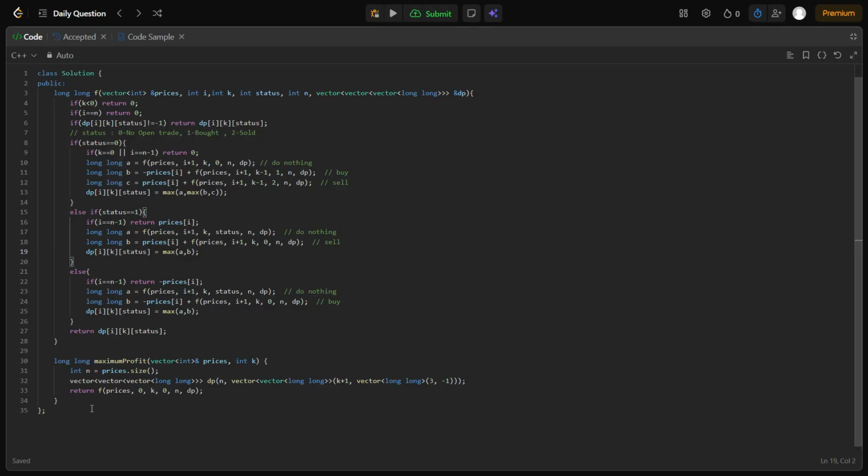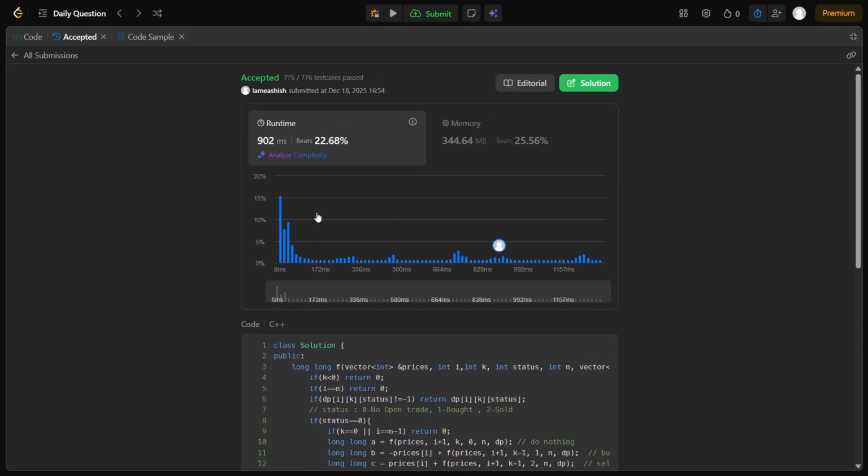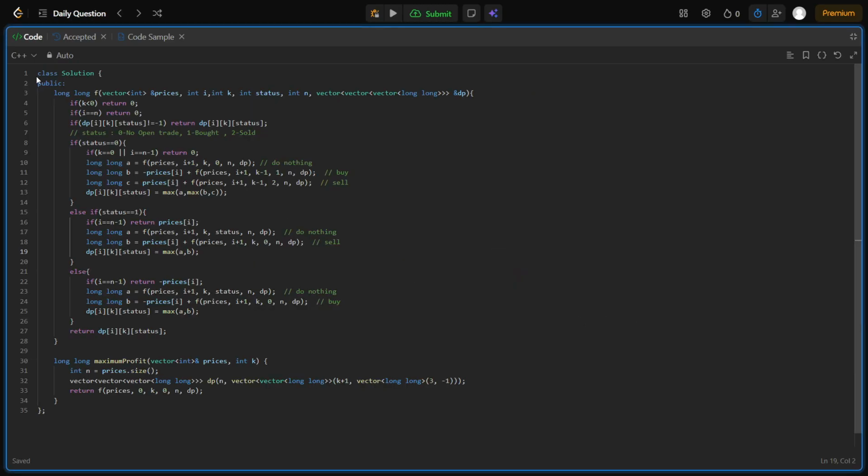And this is a memoization approach. Generally, the tabulation approach is better than the memoization approach in terms of time and space complexity. We see that this answer is accepted, but runtime and memory wise we are lagging behind. So let us move towards another approach which is of the same time and space complexity, but it's a tabulation approach. It is also important to know how we convert our memoization approach to a tabulation approach.